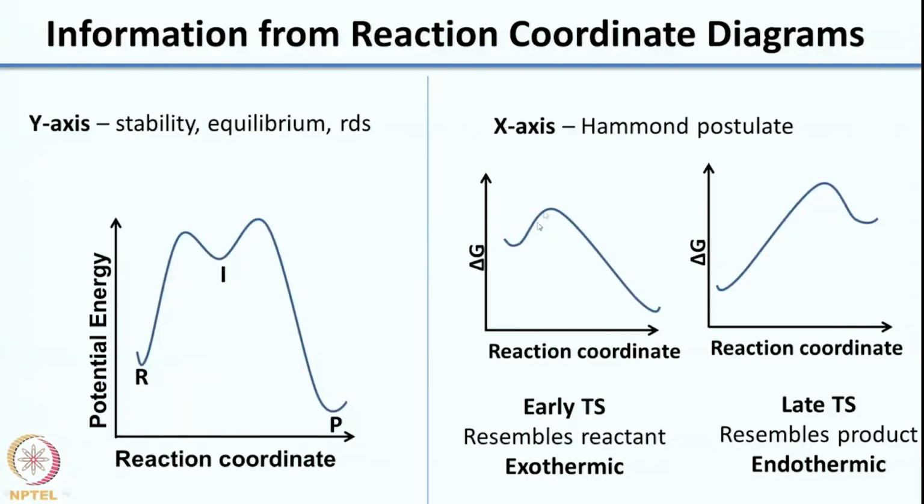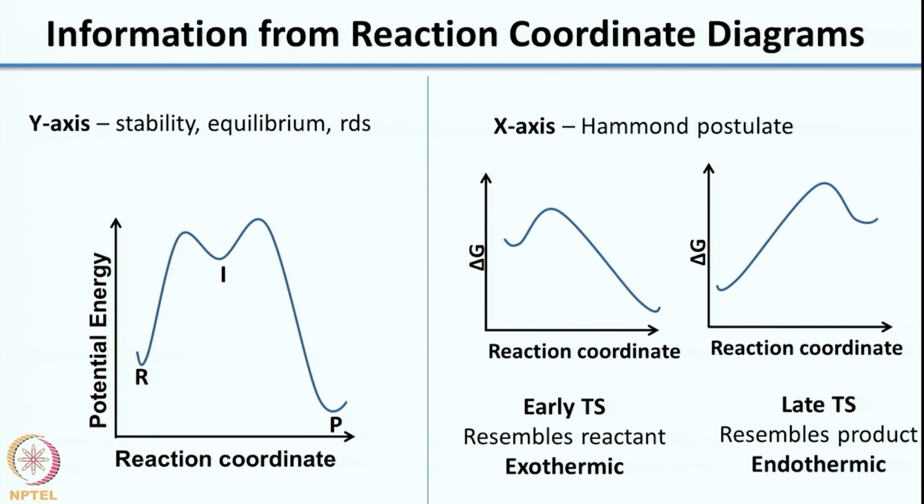Then we had looked at the x axis and specifically how the position of the transition state gives you a lot of information about the structure of the transition state. So, I had introduced you to the Hammond postulate, and the Hammond postulate says that if the transition state is close to the reactant, it will resemble the reactant and it is called an early transition state. If the transition state is close to the product, it will resemble the product and it is called a late transition state.